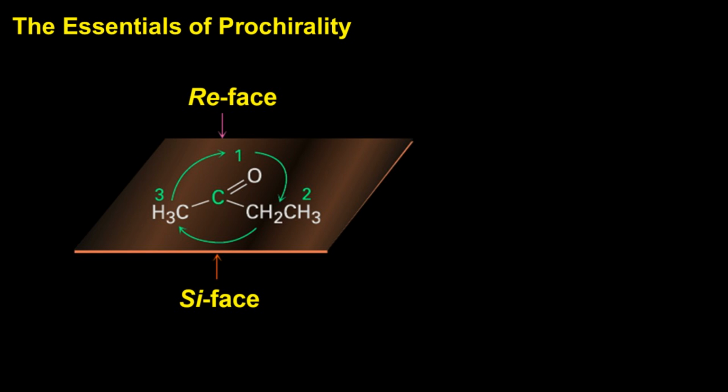Next, we imagine looking straight down at the molecule, right at the flat sp2 carbon. Now follow the path from 1 to 2 to 3. If that path moves in a clockwise direction, that means the face we're looking at is the re-face. So in this case, the upper face is the re-face, and the opposite side, the lower face, is the si-face.